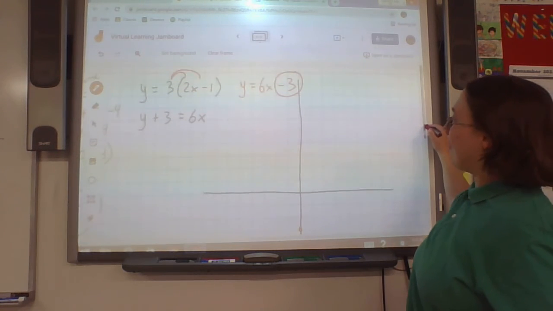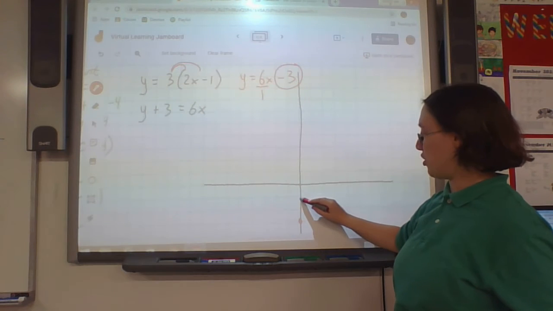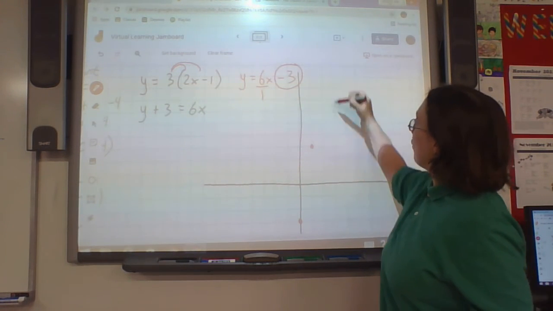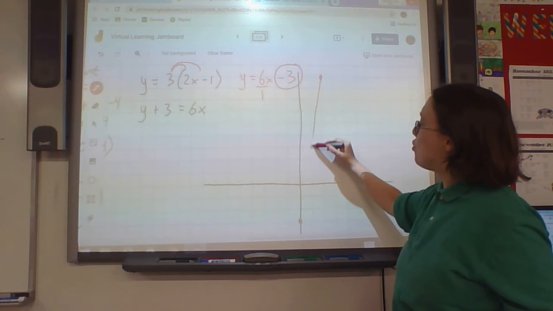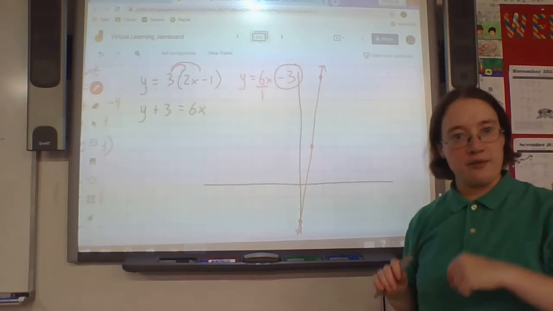And then we're rising 6. And again, if there's not a number on the bottom there, it's 1. So we're going up 1, 2, 3, 4, 5, 6, and over 1. And we're drawing a line through those. So there's that first line.